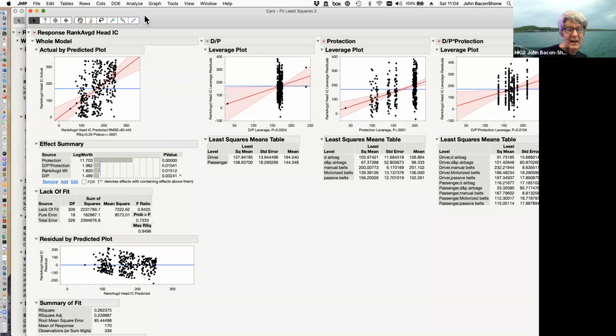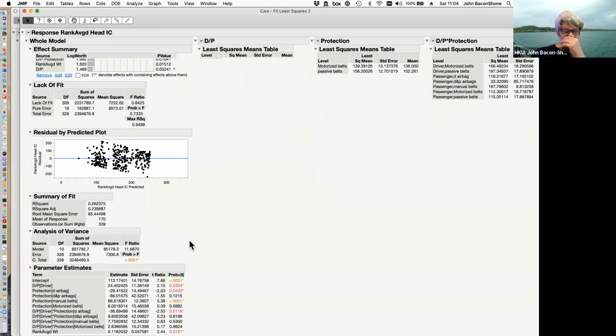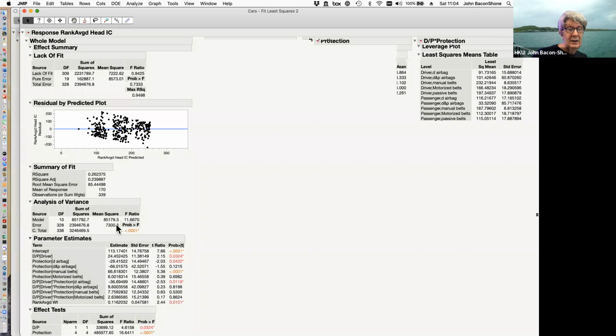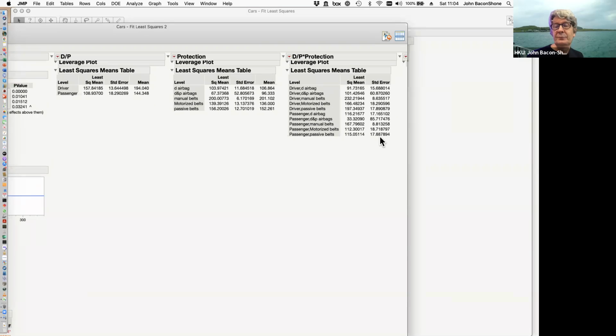So this explains about 24% adjusted R squared. And this says that all of these are significant at about 1 to 1.5%. You can see the most important thing, though, appears to be protection, not surprisingly. And the driver passenger protection, as I said, if we put these together, let's have a look over here.